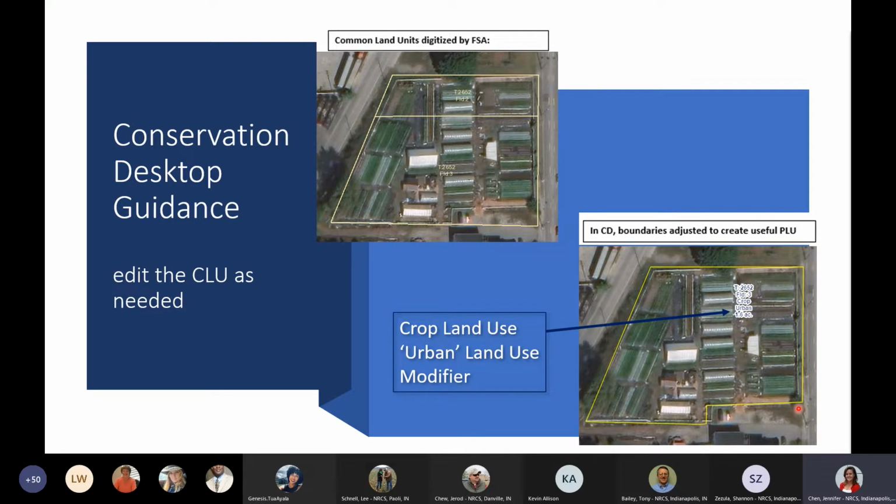And then you can also see that going through the process and providing the attributes for the PLU, we've identified, of course, the tract and field number as we would normally, the land use, and then we've also identified this urban land use modifier. So if you remember in our planning guidance, not only do we have land use designations, but we also have land use modifiers. And in this case, we want to identify this land as having that urban modifier to help further describe how the land is being used.